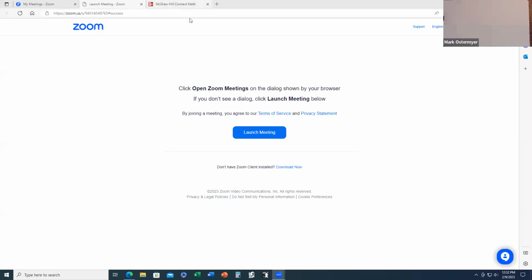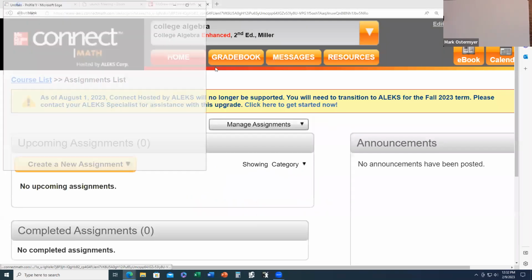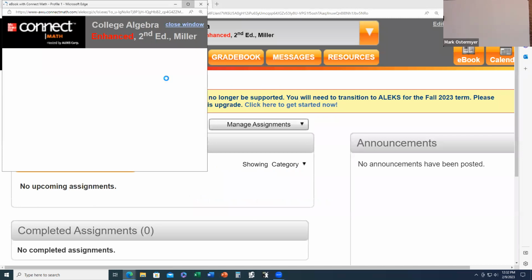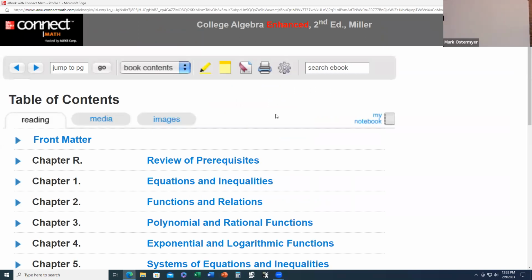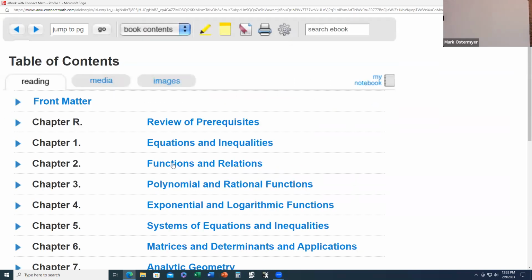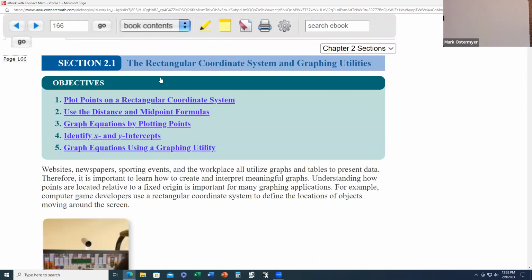So I am going to go to the textbook here. And I'm going to go to page 166. Okay. 166. All right, this section 2.1 is entitled the Rectangular Coordinate System and Graphing Utilities.